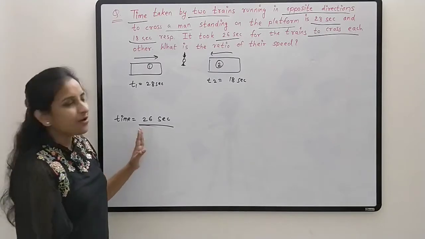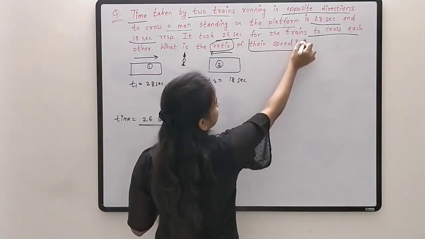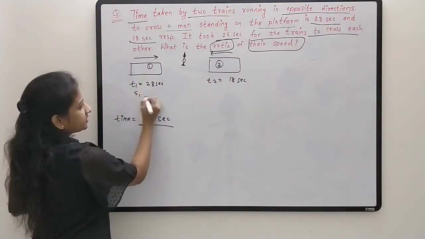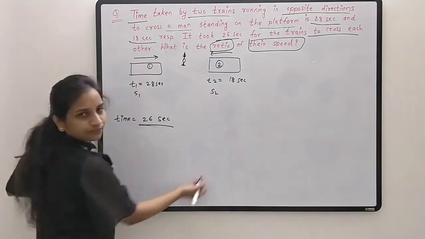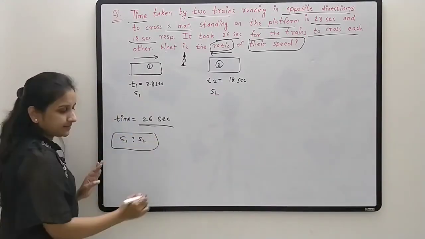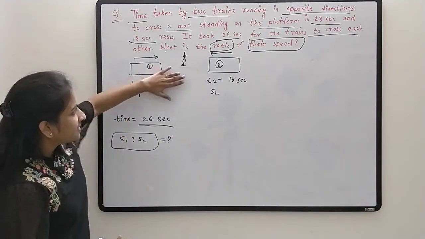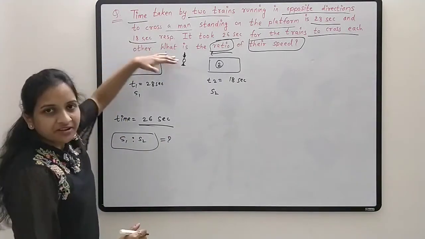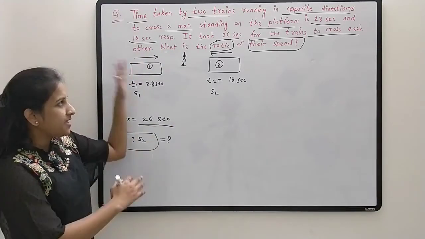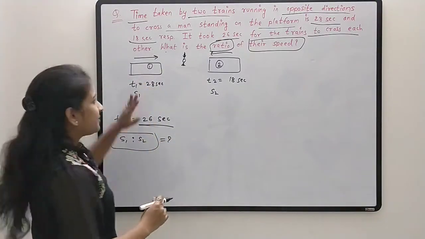Understood the question? Now what is asked? What is the ratio of their speeds? Let's take speed of train 1 is S1, speed of train 2 is S2. Then we have to find S1 is to S2, ratio of their speeds. Okay, now it looks easy. In first scenario, this is like category 1 problem. In second scenario, this is category 2 problem. Combinedly, this is category 3 problem. Okay, now let's solve it one by one.